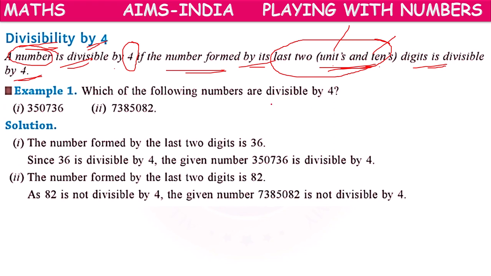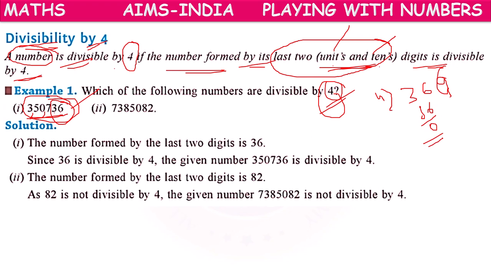Suppose, which of the following numbers are divisible by 4 in this question? First one, 3,50,736. This is a big number. We want to check whether it is divisible by 4 or not. No need to divide the total number. We take the last two digits: units digit 6, tens digit 3, so we have 36. 4 nines are 36, remainder 0. So the last two digits are exactly divisible by 4, and the entire number is divisible by 4.